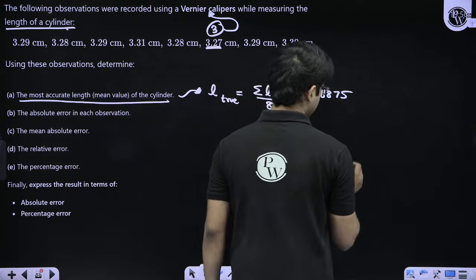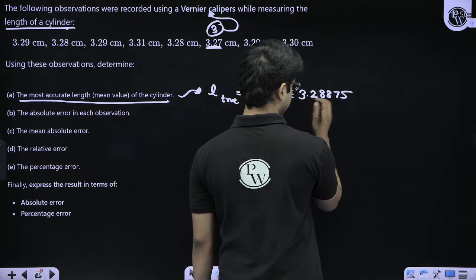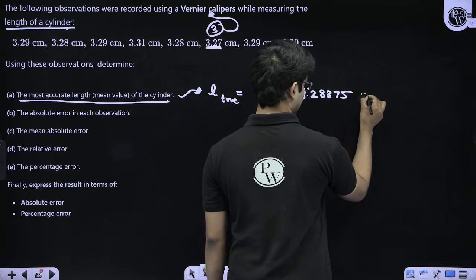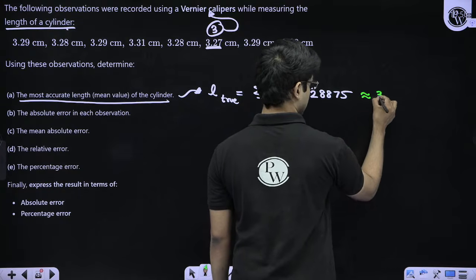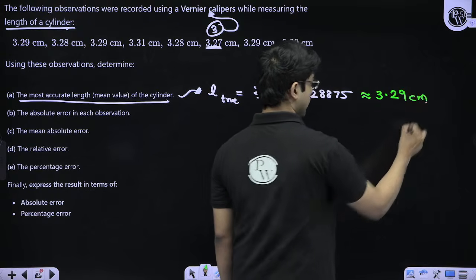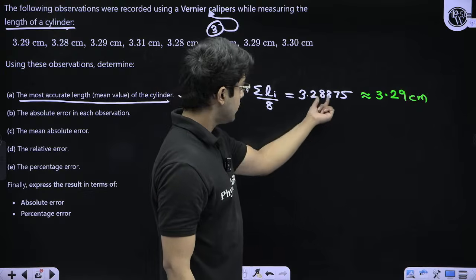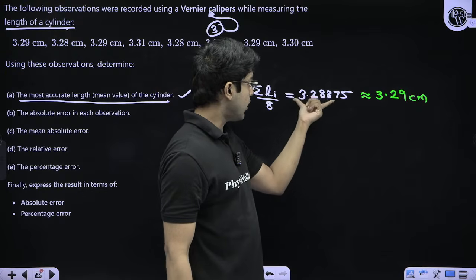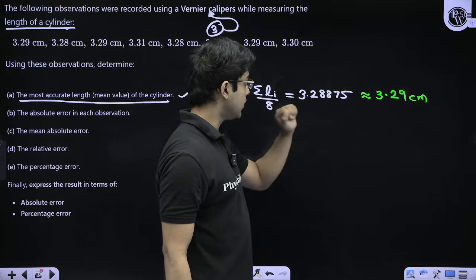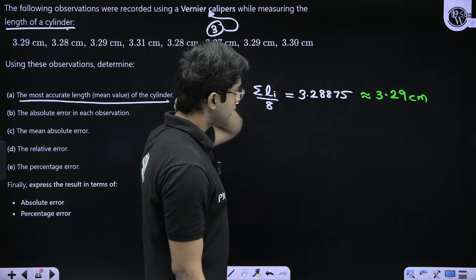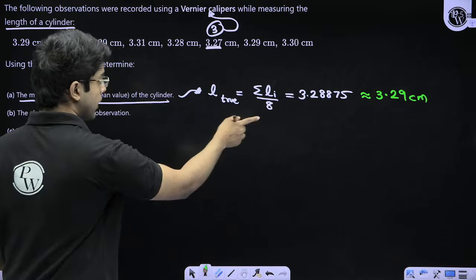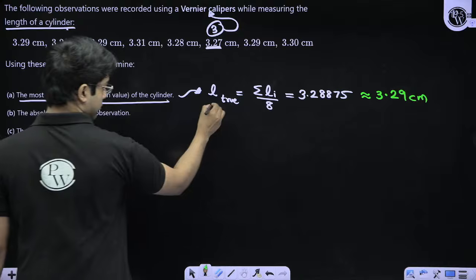So what will this be? I guess if you make it 3 significant figures, it will be 3.29, right? It will be 3.29 centimeter. You have to round this off, okay? So this, you have to convert it into 3 decimal places. This 875 you need to get rid of. Finally, you'll get 3.29, right? So 3.29 we will use as the true value of the length.